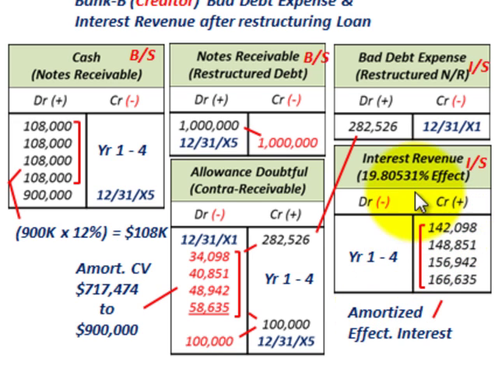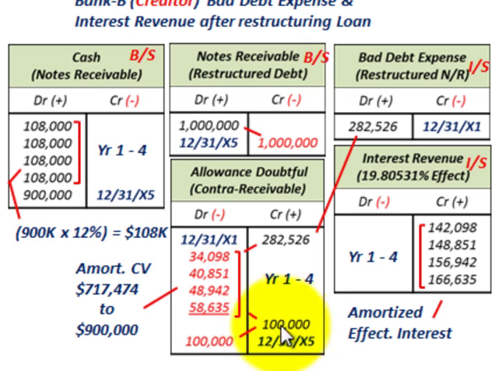And then our interest revenue also came off our amortization schedule. That was the effective interest rate of 19.8-some percent, the effective interest rate for each of those years that we calculated. That comes off our amortization schedule. Okay, so we've taken care of our interest revenue. We've got our allowance for doubtful accounts that we have to amortize down, and we had our bad debt expense at the restructuring date, where we recognized that.